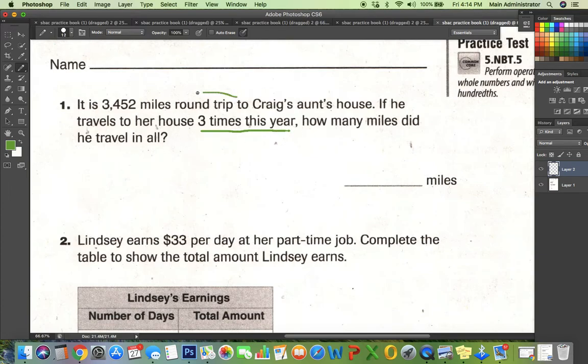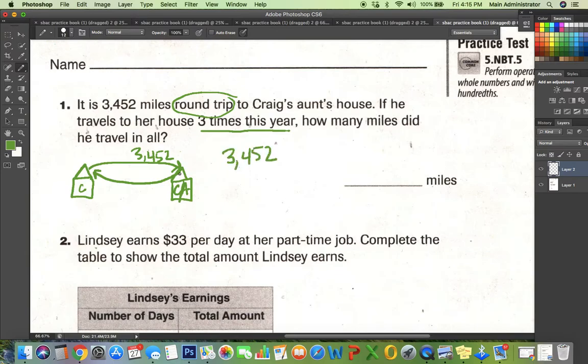So round trip means this is Craig's house. This is Craig's aunt's house. To travel to her house and back, that's round trip. That's 3,452 miles. If he's going to do that 3 times, I'm going to take 3,452. He's going to go 1, 2, 3 times, and I will multiply that by 3.